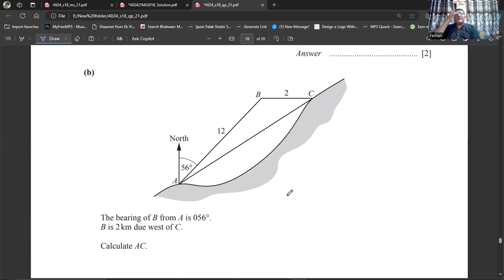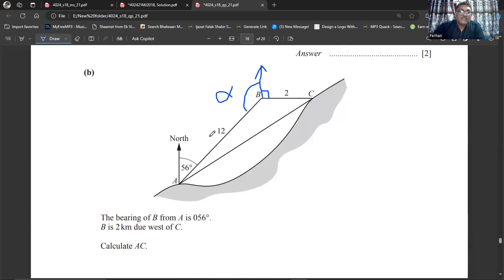He says the bearing of B from A is 56 degrees. B is 2 kilometers due west of C. So if I draw a north here, this angle is 90, okay? Because B is in the west of C. So the question is, calculate the AC value. So very simple. I will find out this angle first of all.